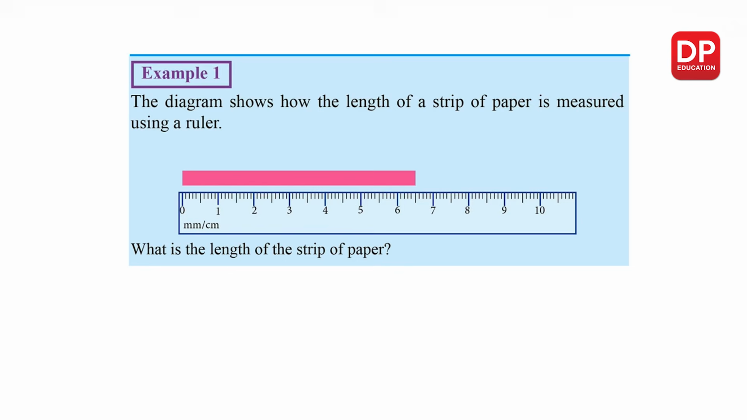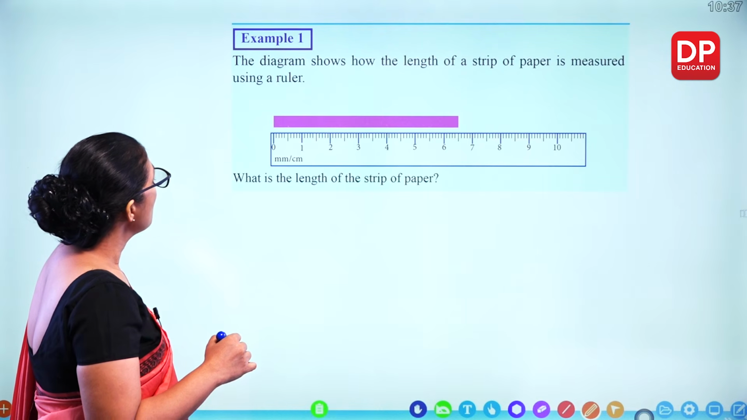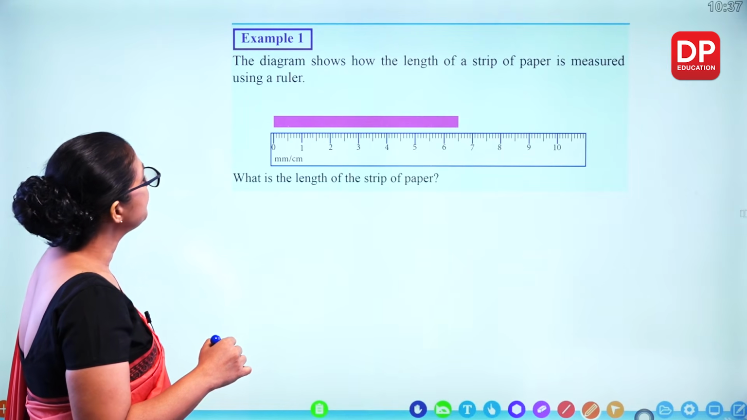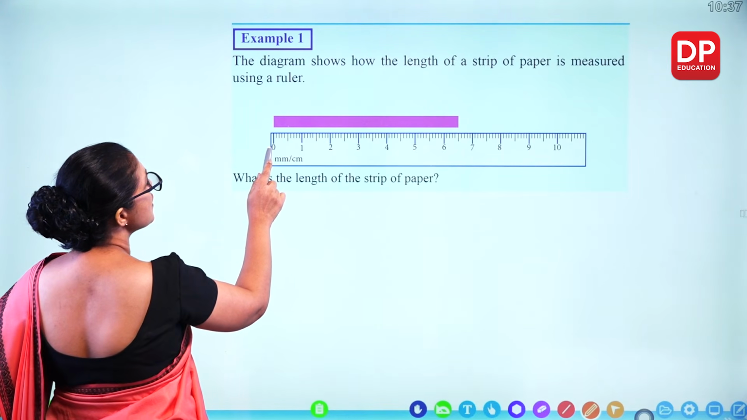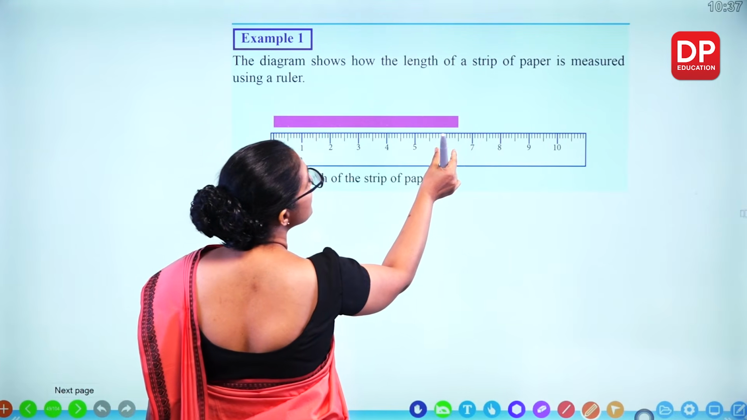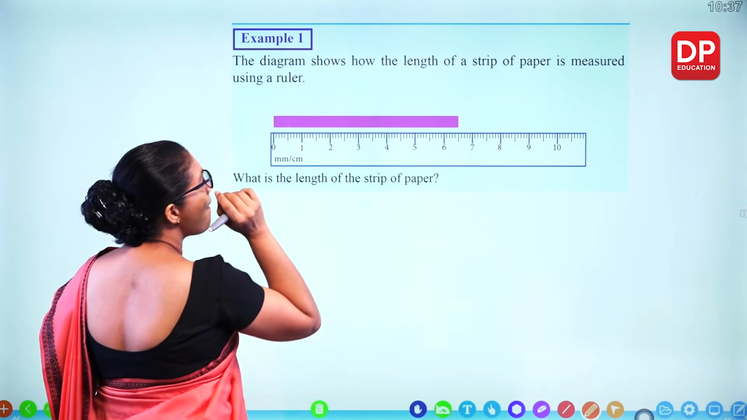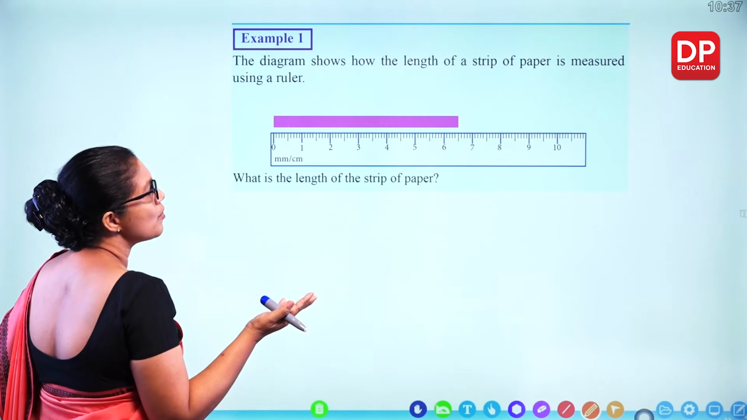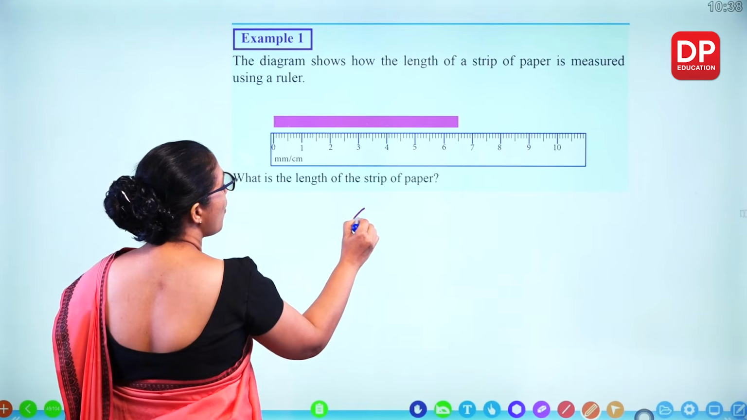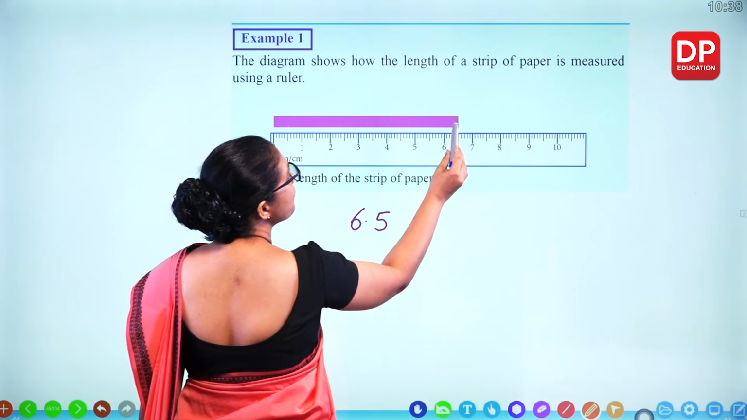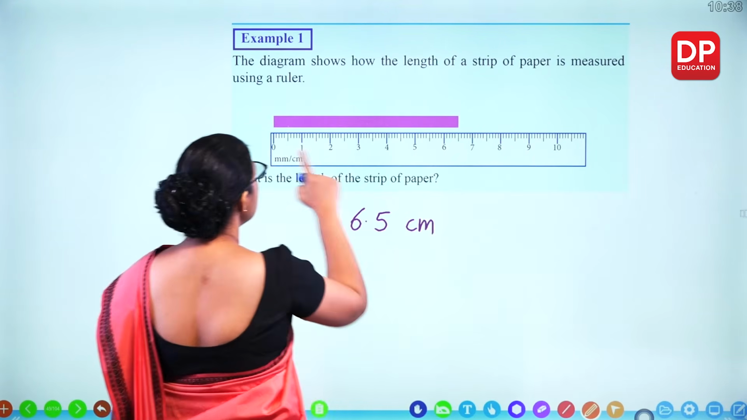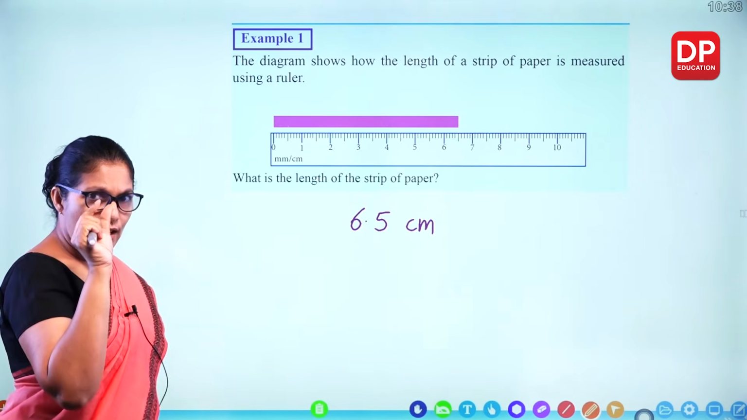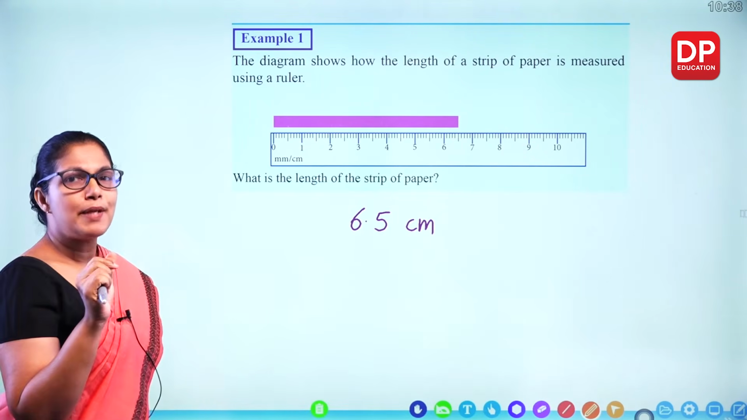Example number 1. The diagram shows how the length of a strip of paper is measured using a ruler. What is the length of the strip of paper? You're starting from 0. You get 6 and 5 lines. Gaps are there, 5 millimeters. So straight away you can write 6.5 centimeters, because these are in centimeters. Small lines represent millimeters.